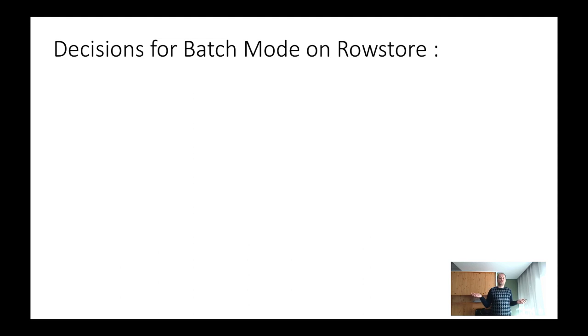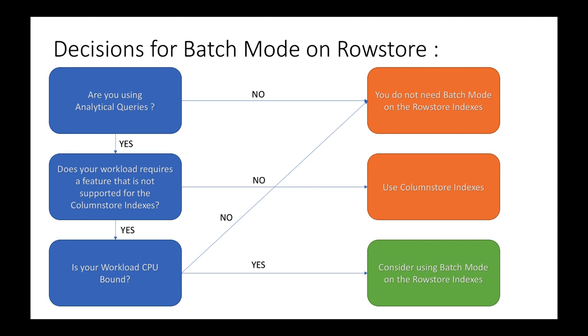Another thing I want to give you is a decision plan for the batch mode on the Rowstore, when to use it. So are you running analytical queries? No, then you do not need the batch mode on the Rowstore indexes.